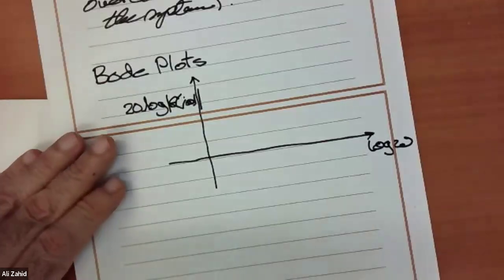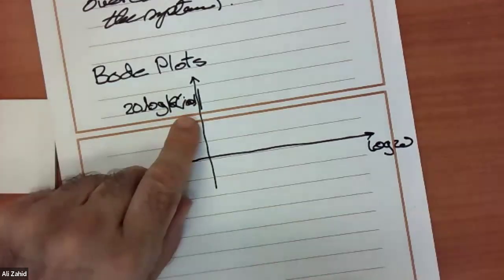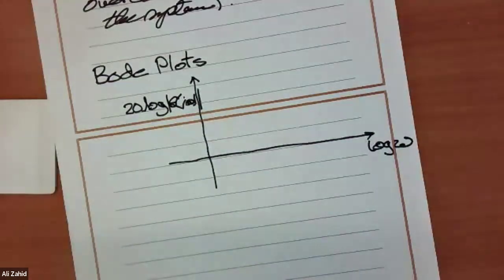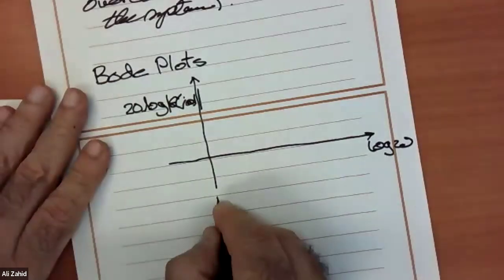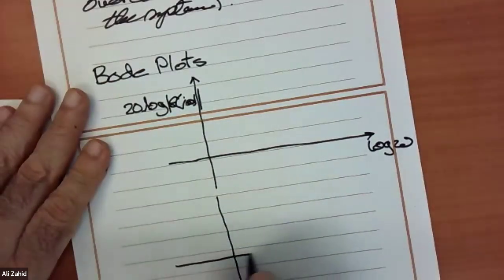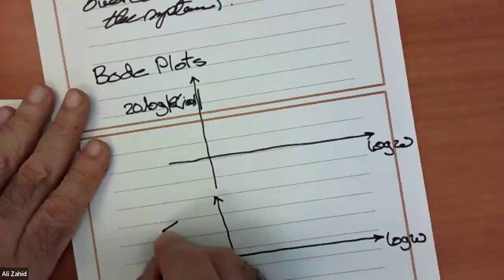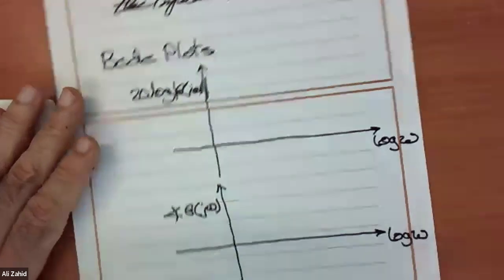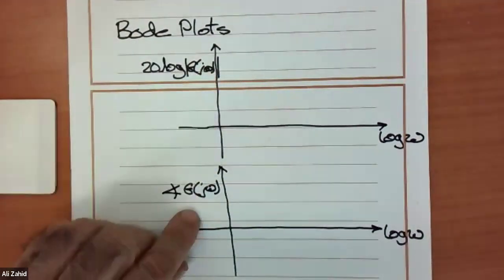Yes or no? Yes. That's the magnitude. By the way, you don't need to write the real part and imaginary part, just the magnitude. And another curve, log of omega. This is the phase angle of G of j omega.